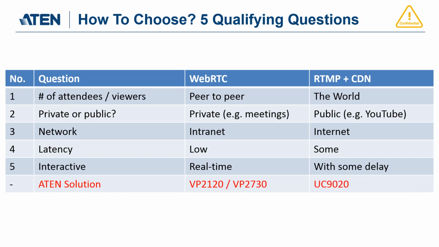And here we would like to share with you that, again, we ATEN would provide solutions for both. So if today you're talking about WebRTC, then the VP series, such as the VP2120, will be a good option. And if you're talking about broadcasting to the world, to CDN service, then that will be the UC9020. So again, I think we only probably have 10 minutes left. We're not going to talk about the detail of the products, but instead, we'll just have one slide for each one of them. And then we will jump into the 3 applications.